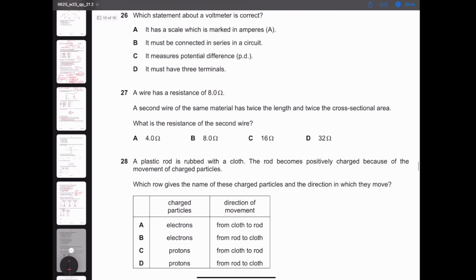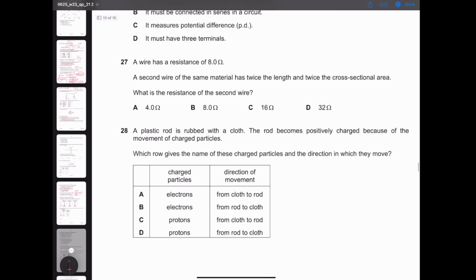Question 26. A wire has a resistance of 8 ohms. A second wire of same material has twice the length but twice the cross sectional area as well. We know that resistance is directly proportional to length, inversely proportional to area. Now they're doubling the length, but area they're also doubling. So ultimately this will cancel out. So resistance should be the same.